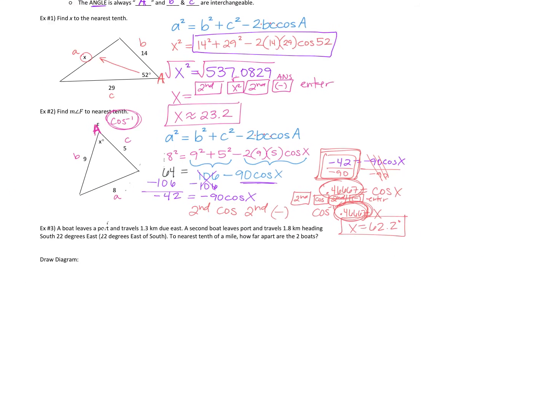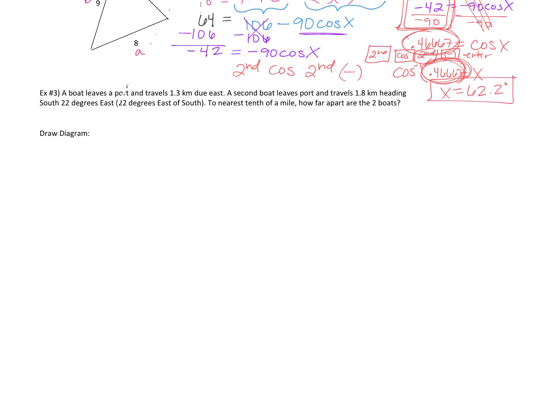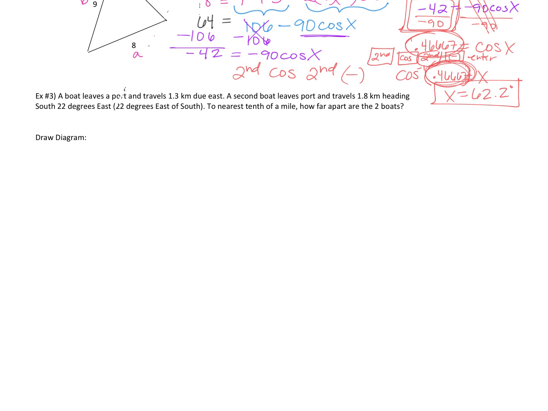Okay, last question. And then I might show you one more of that last type just to make you feel a little more comfortable with it. Example 3 here, it says a boat leaves a port and travels 1.3 kilometers due east. Do you know what due east is?